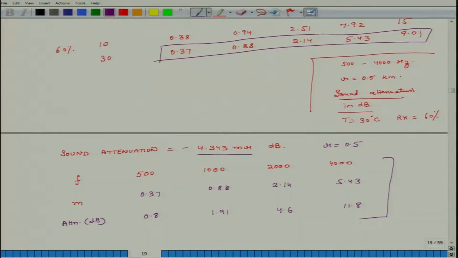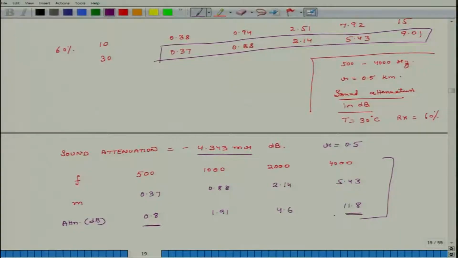So, what do you make of it? Essentially what it tells us is that at low frequencies, half a kilometer away, sound does not get dissipated as much. 0.8 decibels is not a lot, okay. But 11.8 decibels at 4000 hertz means that the power has gone down very significantly. Each time the power goes down by a factor of 10, you lose 10 decibels. So, the power which is reaching half a kilometer away is 11.8 decibels less, which is lesser than 10% of the power which was generated at the source at 4000 hertz.